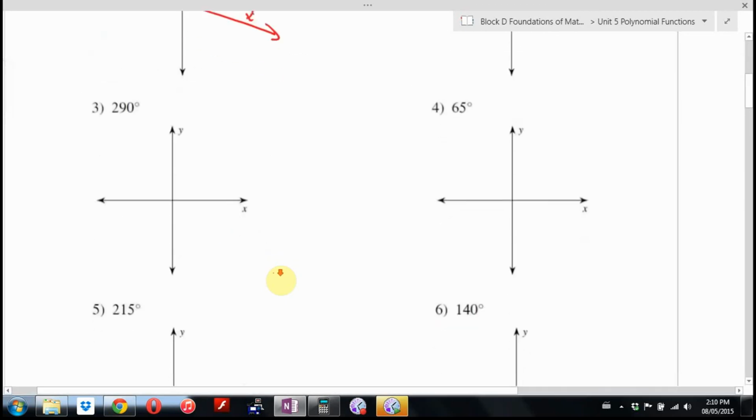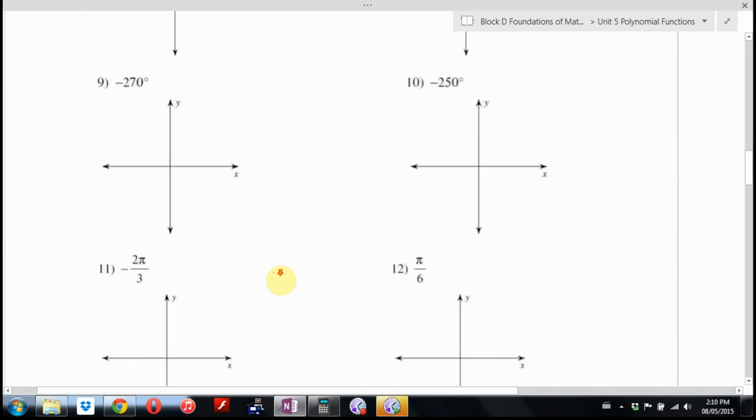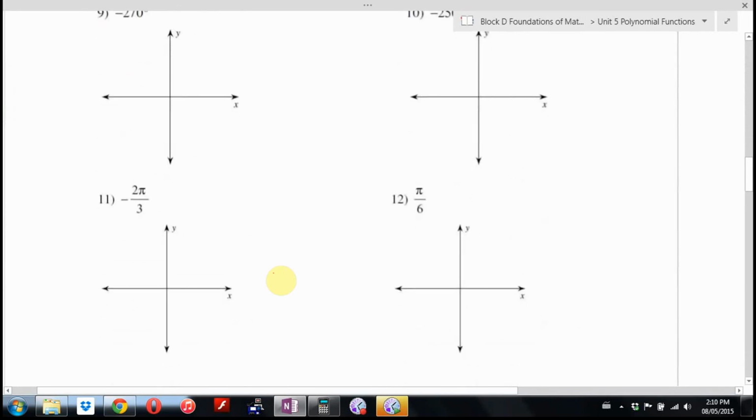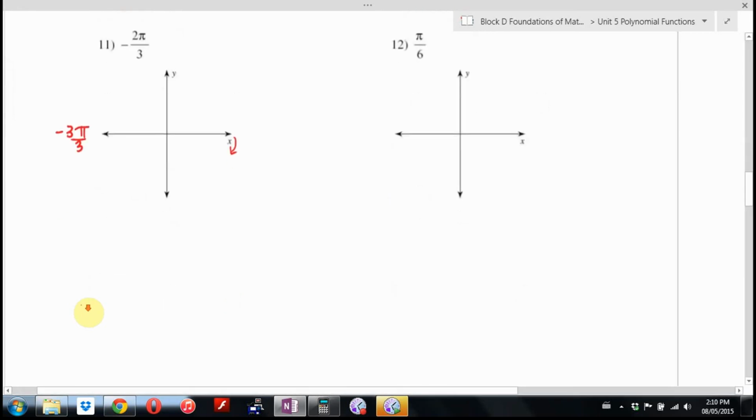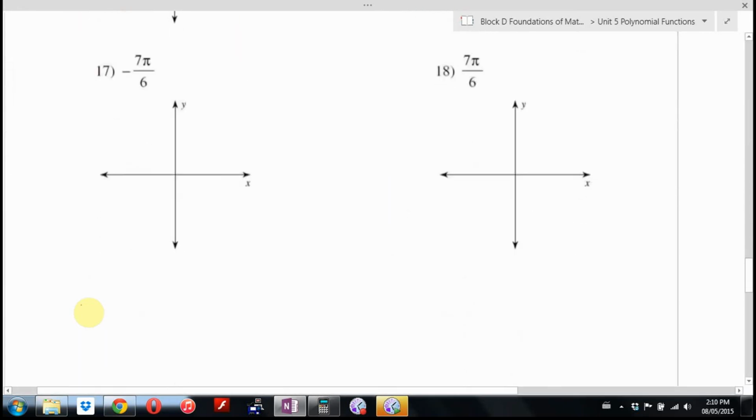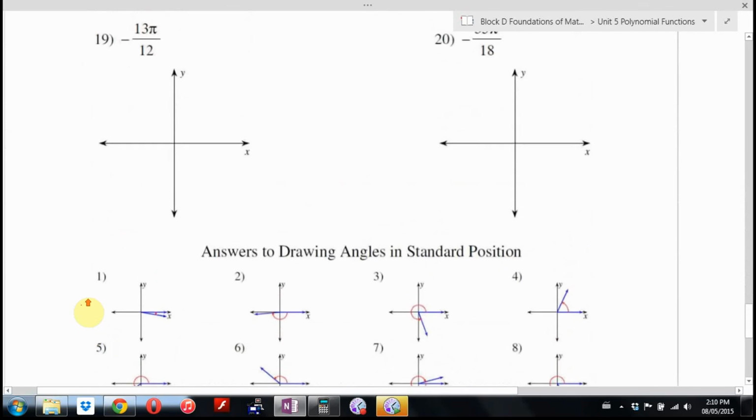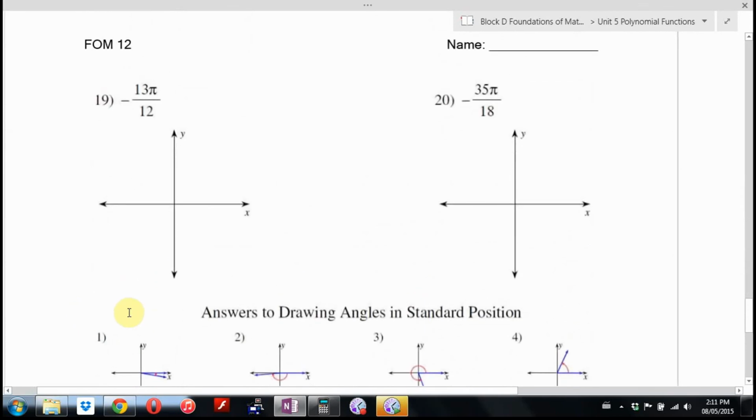When you get to number 11, they start going radians. Your hint is it's negative that way. What's the denominator? This is going to be negative 3 pi by 3s. I can already tell you that negative 2 pi by 3s is not going to be halfway around. It's going to be less than halfway around. This whole page is just drawing angles in standard position.